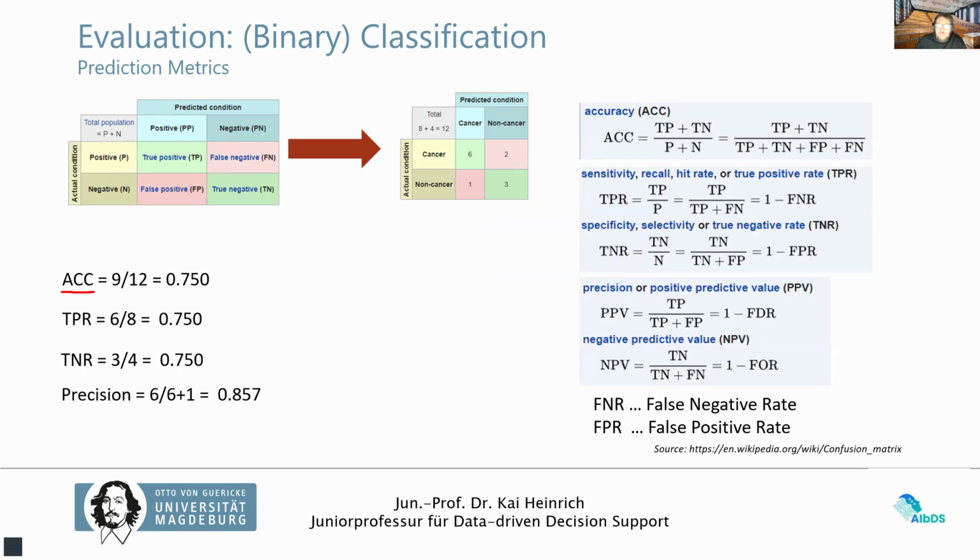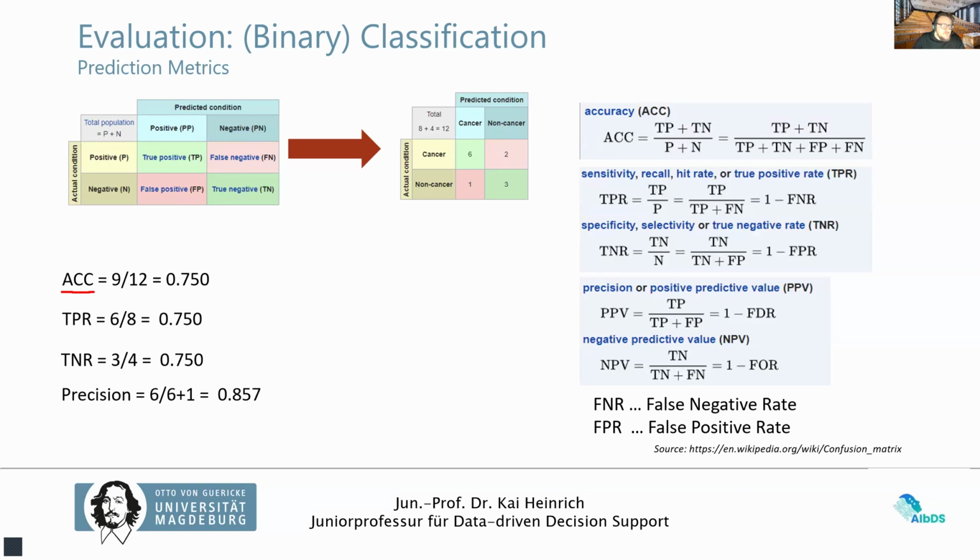So this is basically the question, how many did I get correct? No matter if they are positive or negative class, I don't care about the class. I just want to know how many did I get correct, right? And here, if we look at this table, we just have 6 plus 3 divided by 12, right? And this is like 9 divided by 12, which is 0.75, right? So this is the metric we have. So we got 75% correct, okay? This is what accuracy does.